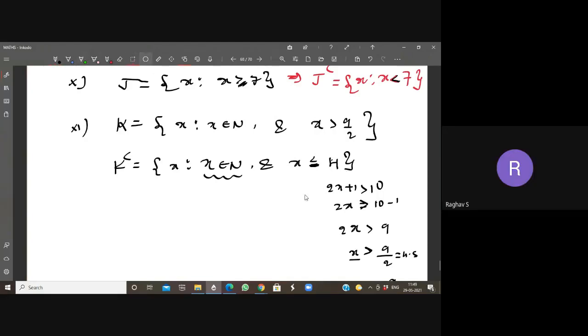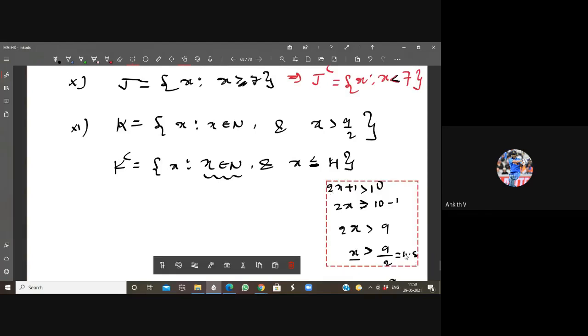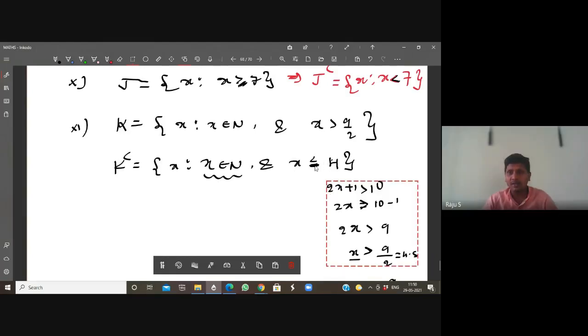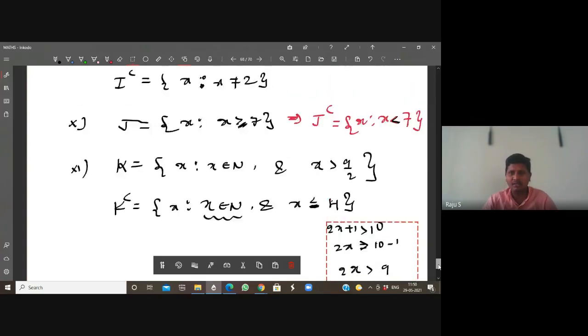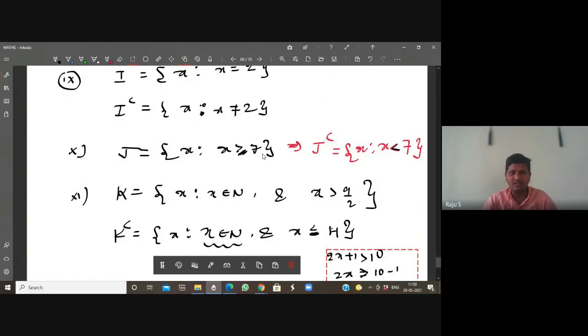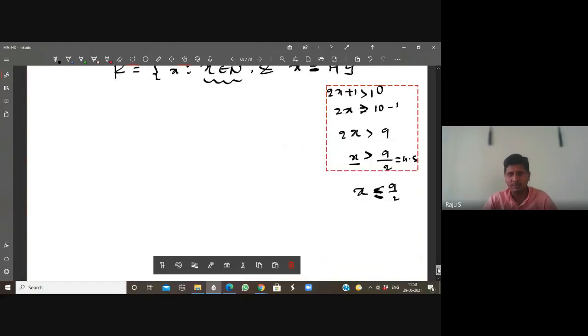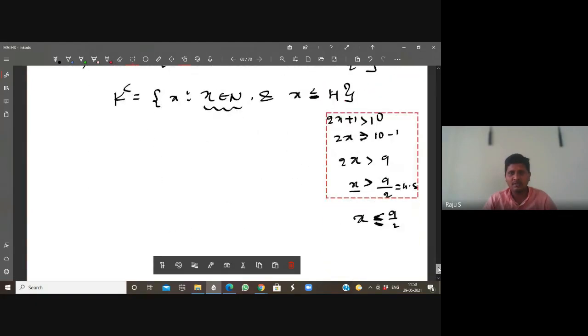You should not write equal here, since the equal case is there. But in the previous question, we got the natural number directly; 7 is a natural number. Here x not equal to 2, already they gave natural number. Got idea about this?